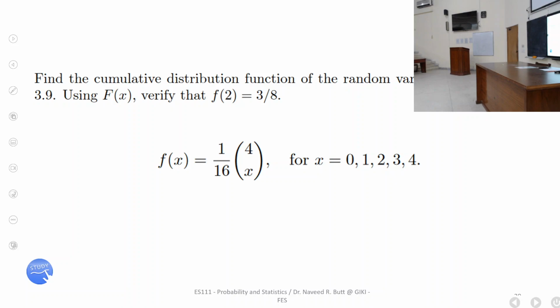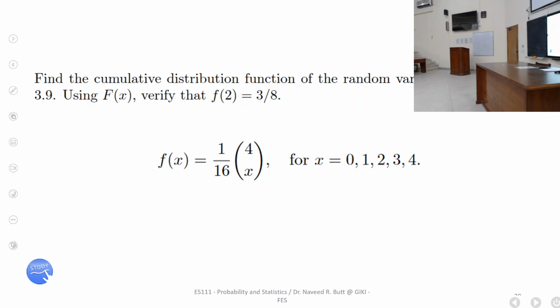So is this a discrete case or a continuous one? Which case is it? Discrete, easy to see because the random variable x takes a discrete set of values 0, 1, 2, 3, 4. Right. So we want you to find capital F of x.